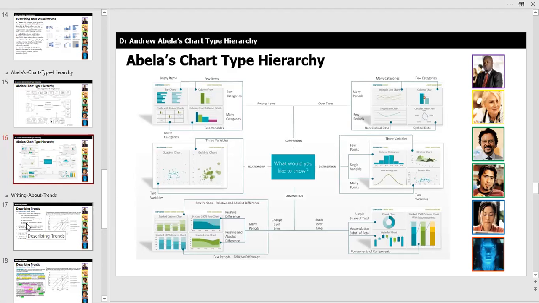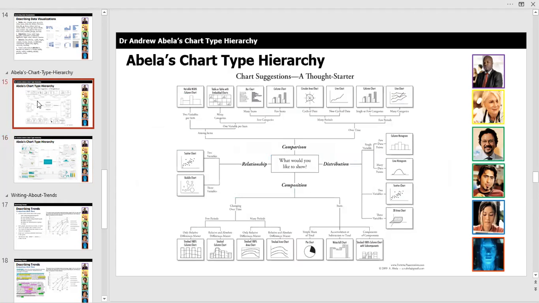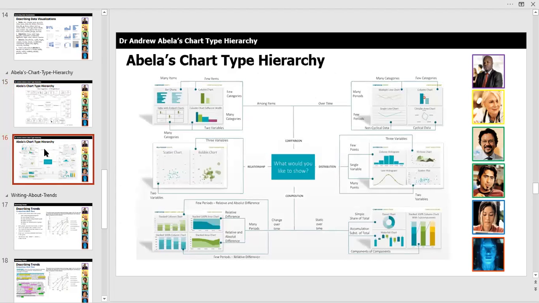For example, what would you like to show? Comparison is very popular. If you go back up, you'll see that comparison probably has the largest number of charts, with composition next, then distribution, and finally relationship. But here they grouped them a little bit differently, which I liked.